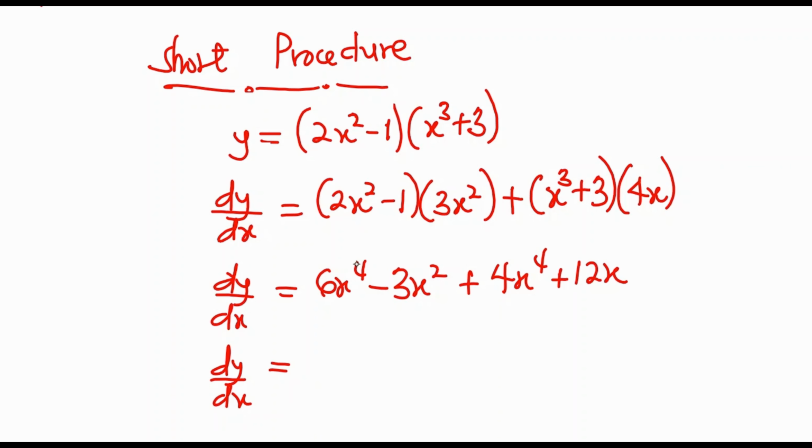So 6x to the power 4 plus 4x to the power 4 gives us 10x to the power 4, and then we maintain the minus 3x squared, and also add 12x. And this is how we can apply the short procedure in solving questions involving the product rule.